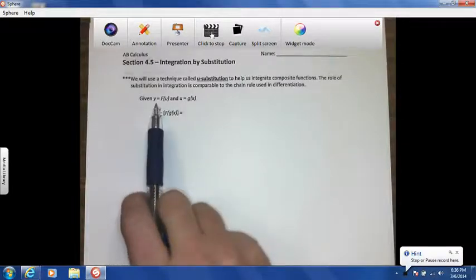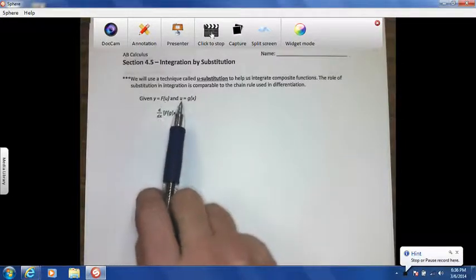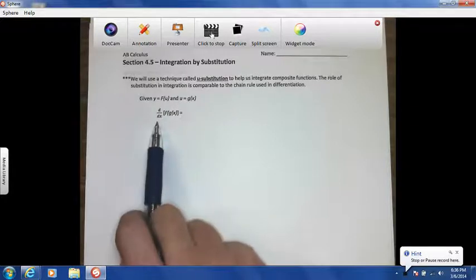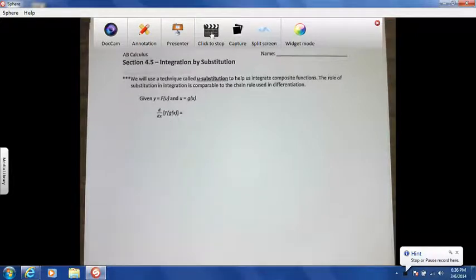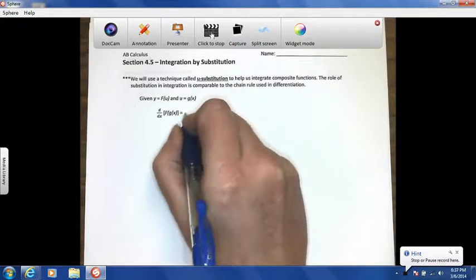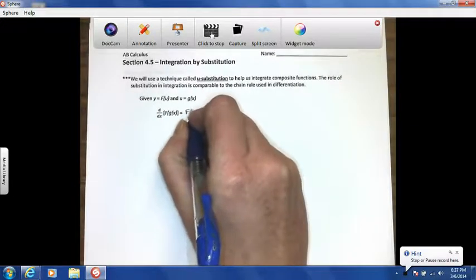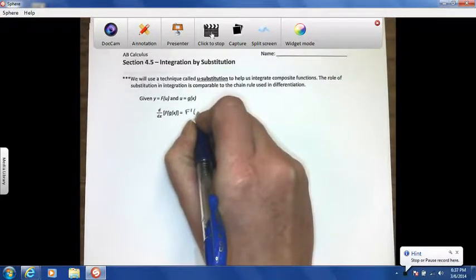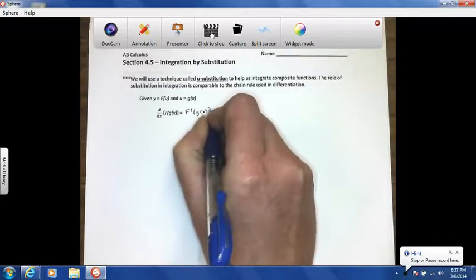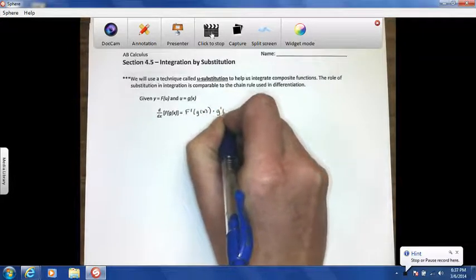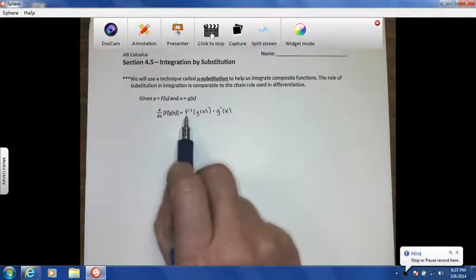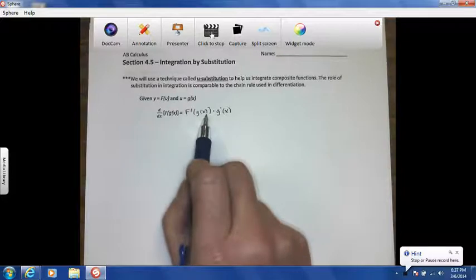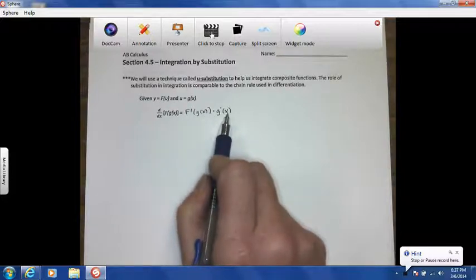Given that y is equal to f of u and u is going to be g of x, find the derivative of f of g of x. Now, in order for us to find the derivative of this composite function, we need to use the chain rule. The chain rule states that the derivative will be the derivative of f of g of x times the derivative of g. The way we've stated this in class is we take the derivative of the outside function, rewrite the inside function, and then multiply by the derivative of what's inside.